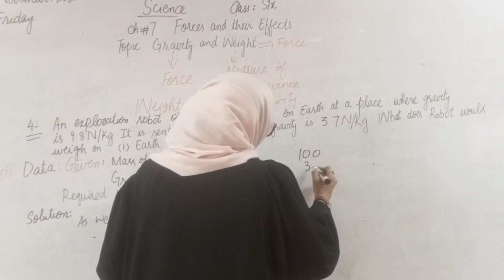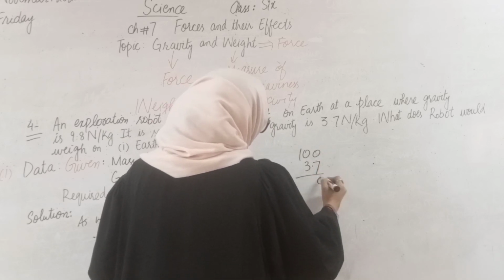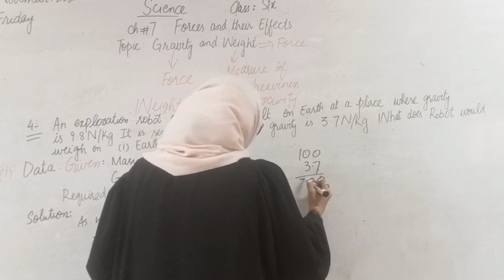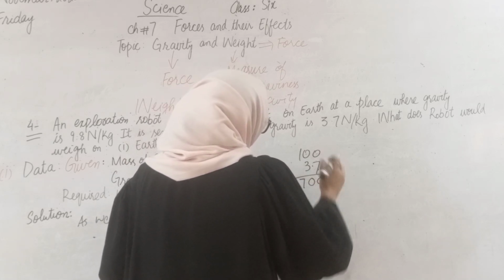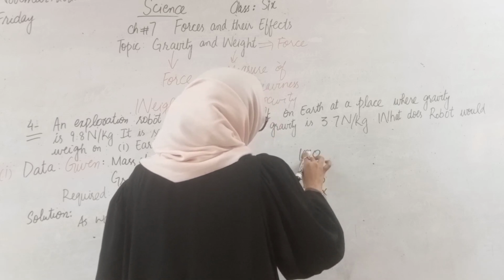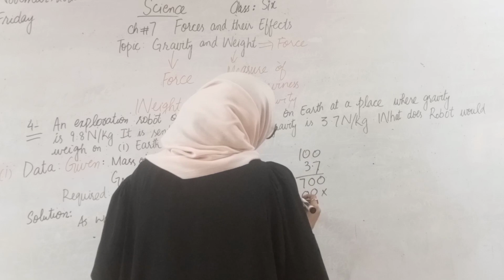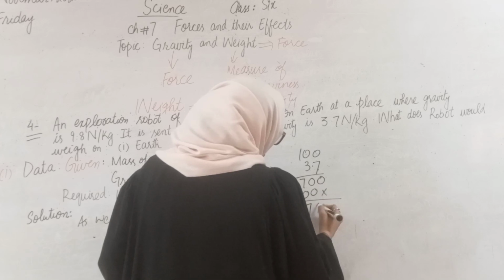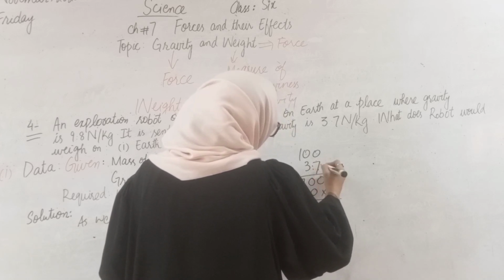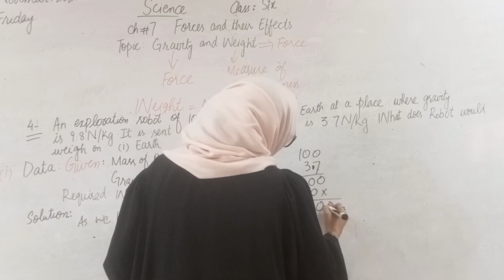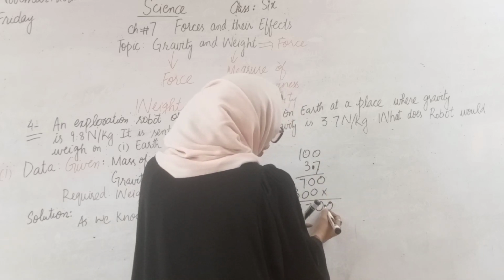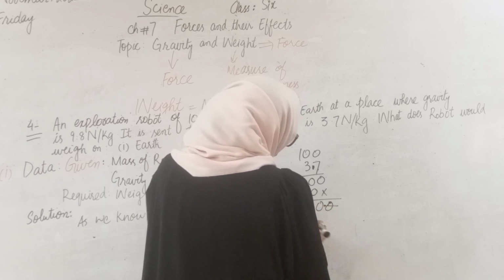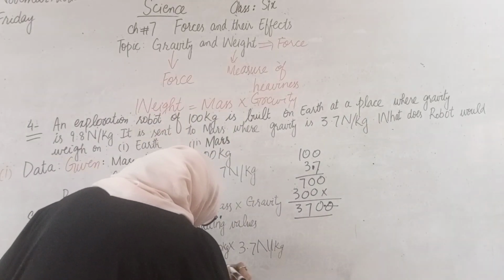100 times 3.7. 7 zeros are 0, 7 zeros are 0, 7 ones are 7. Okay, 3 zeros are 0, 3 zeros are 0, 3 ones are 3. 3, 7 plus 0, 7, 0 and 0. And the decimal point is after one digit. We will mark here the decimal point after one digit. And when the decimal point is next to 0, then we will cut the decimal point with the 0 as well. You know that 370 is our answer.